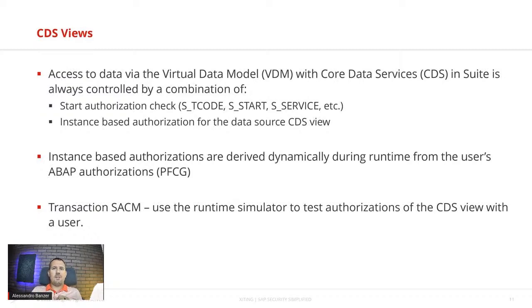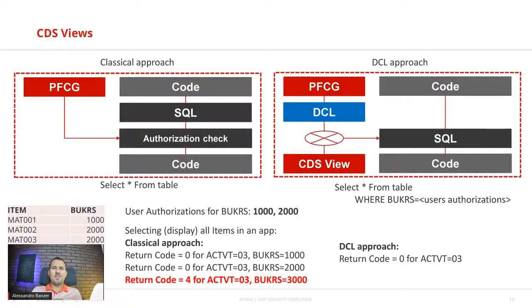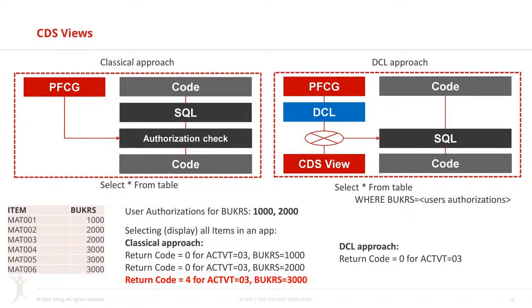I have here an example that might be a little bit confusing at first, but let me explain this. In the classical approach, a GUI transaction, the way that we have known it for the past 20 years, the authorization check happens based on the data available. So let's say on the left-hand side we have a table with items and bookers for the company code. I have MAT 001 all the way to 006, and it's for different company codes in the field bookers.